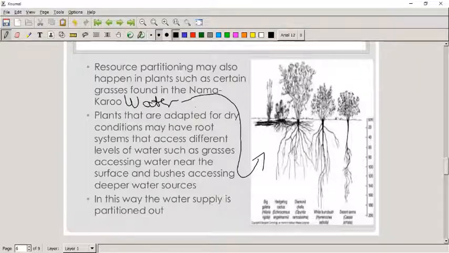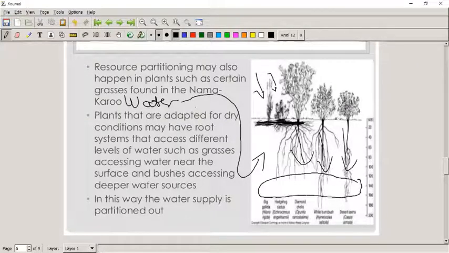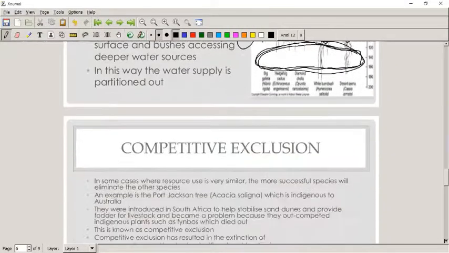These two tend to have very wide roots so that when the rain comes down, they absorb a lot of water and store that water very quickly within their stems. If we take a look at the other plants, their roots tend to grow deeper down so that they feed on the bottom water table or underground water, not on the now-and-then water that falls on the surface of the ground. So that's partitioning of a water resource.